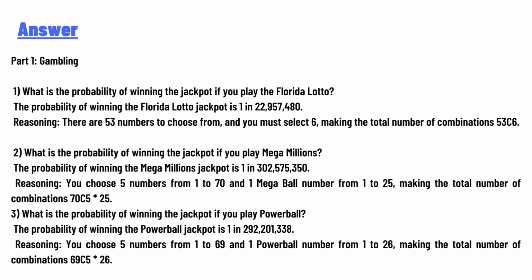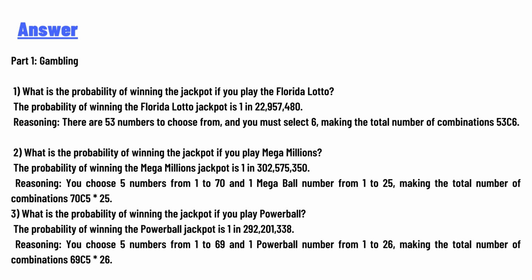And the answer of the question is Part 1, Gambling. First, what is the probability of winning the jackpot if you play the Florida Lotto? The probability of winning the Florida Lotto jackpot is 1 in 22,957,480. Reasoning: there are 53 numbers to choose from, and you must select 6, making the total number of combinations 53 C 6.